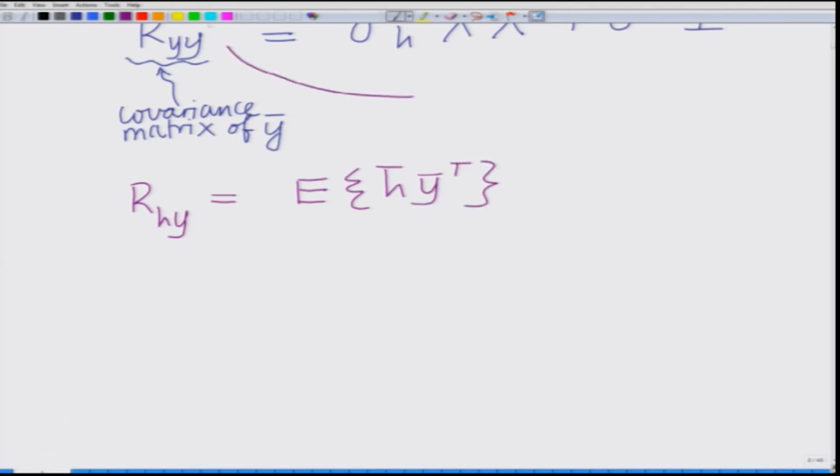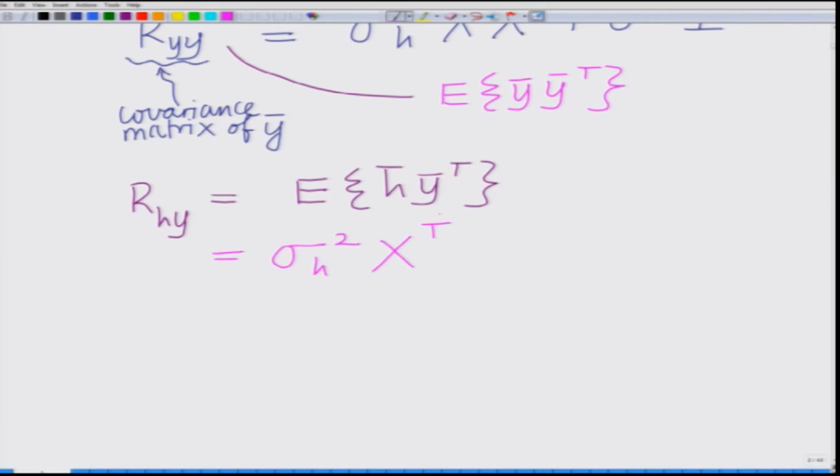This covariance matrix is nothing but the expected value of y bar y bar transpose. Okay, so this is the expected value of y bar y bar transpose, and this is the expected value of h bar y bar transpose, which we have derived as sigma h square times x transpose.